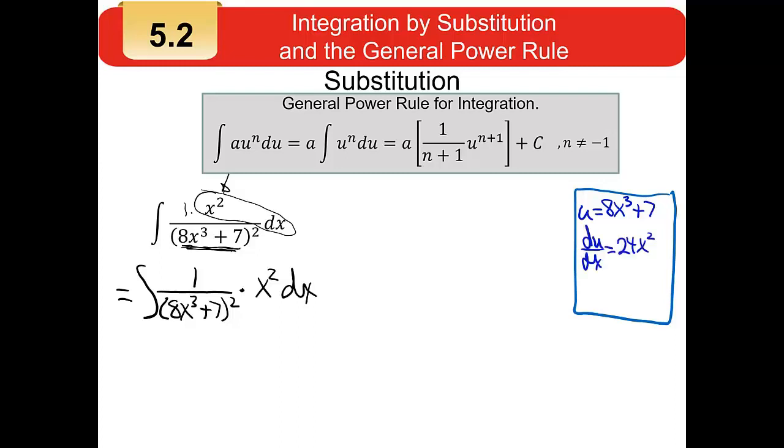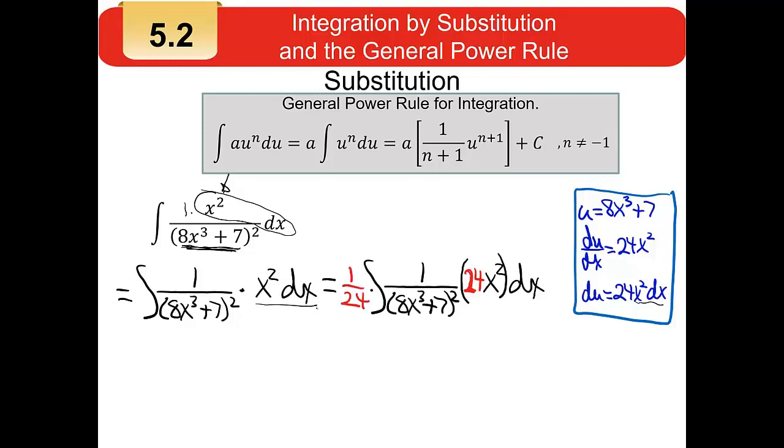Having done that, I can calculate the derivative. That's 24x squared, so du is 24x squared dx. Well, look, I have the x squared dx, but I don't have the 24. So that means I can adjust as long as I'm off by a constant. So I put the 24 in as long as I multiply by 1/24 on the outside. Having done that, I can substitute. I get 1 over u squared, and then the rest of it becomes du. So that gives me an integral of 1 over u squared multiplied by 1/24.